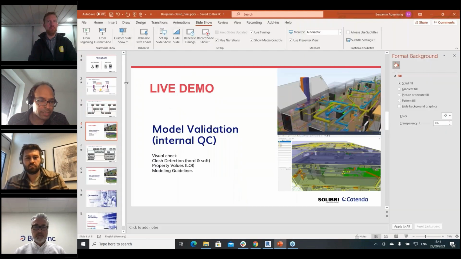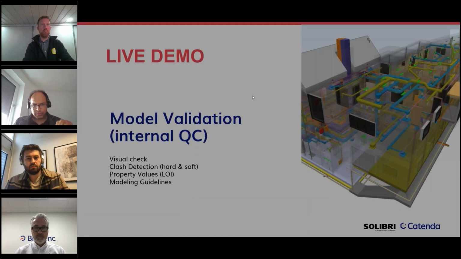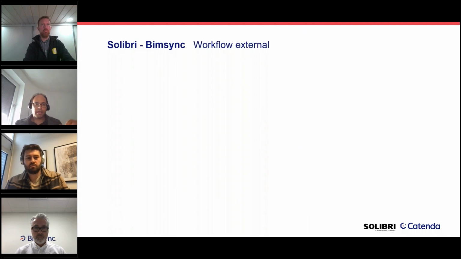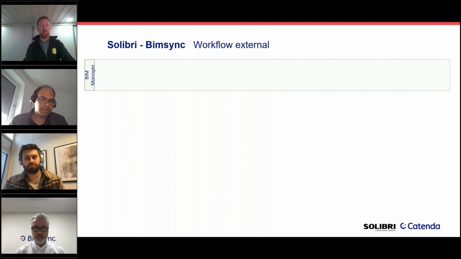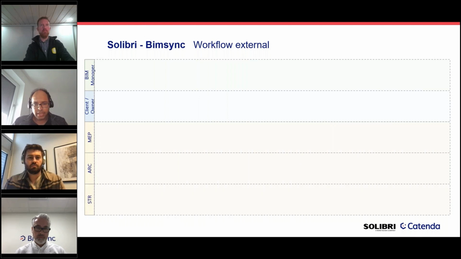We could then go on and say we're going to start our external model validation, which is then a kind of similar workflow, but it includes a lot more different parties. So in this case, you have a BIM manager, the client or owner, you have the MEP engineer, you have the architect, you have the structural engineer, and all of these are playing different roles.